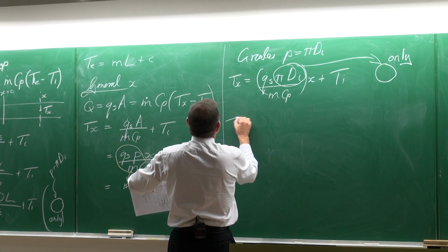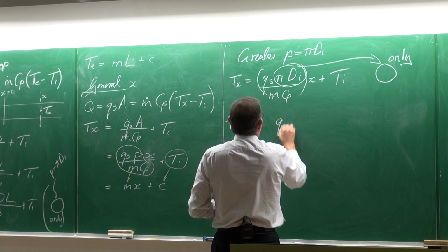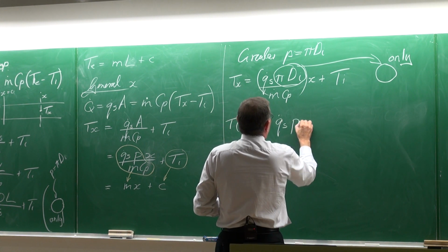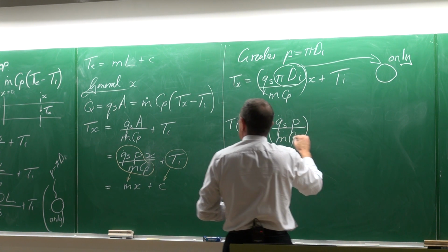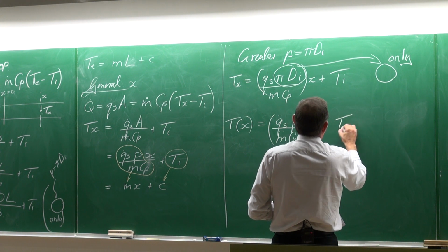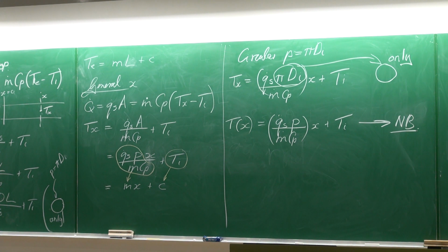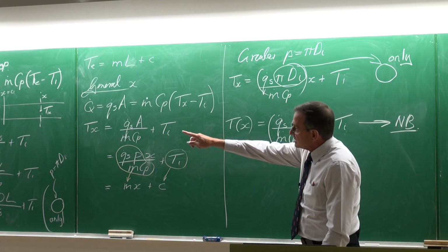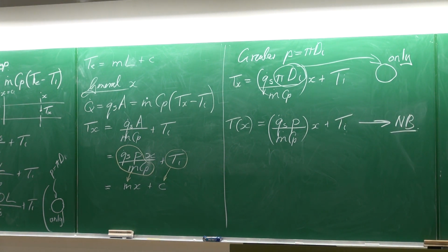So in general, I would recommend that you rather just write it as Tx is equal to the heat flux multiplied by the perimeter divided by m dot Cp, x plus Ti. Not in your textbook, but it's very obvious if you've looked through the other equation to see that this is valid. So this is a linear line, and it tells us the fluid temperature as it goes through the tube.